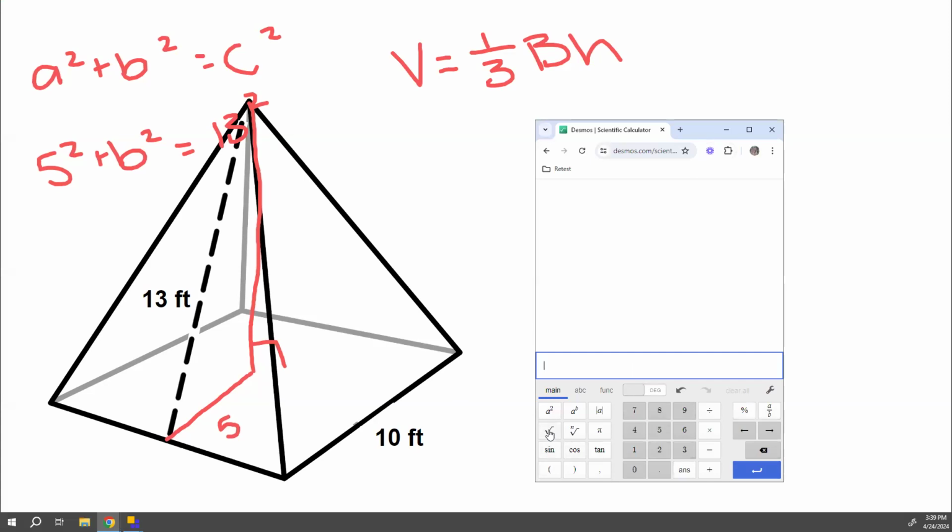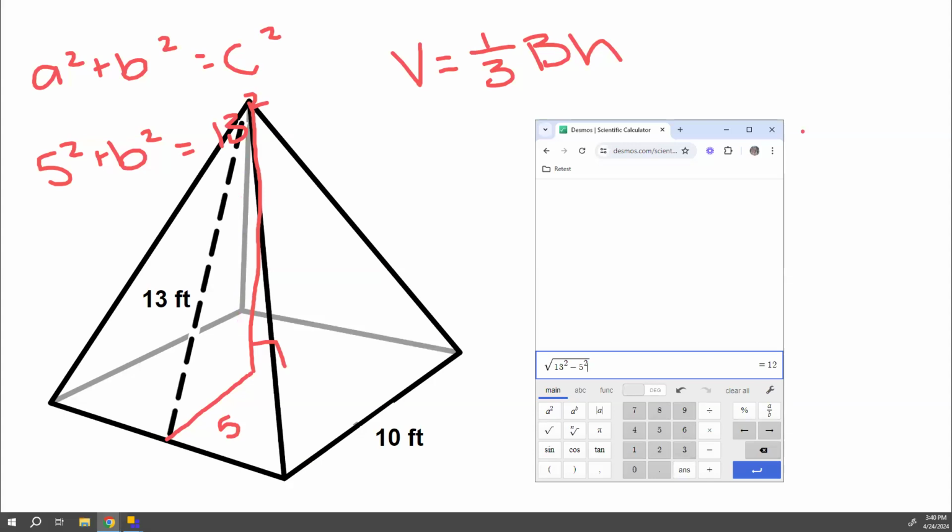And I'm just going to do it all at once. So I'm going to do the square root of 13 squared minus 5 squared. And remember, I'm subtracting here because we have a missing leg. And to get that variable b alone, I would have to subtract 5 squared from both sides. And then in the end, to get just b from b squared, we take the square root. So that's why I combined it all at once in this step here to get 12 for the missing leg of this right triangle.